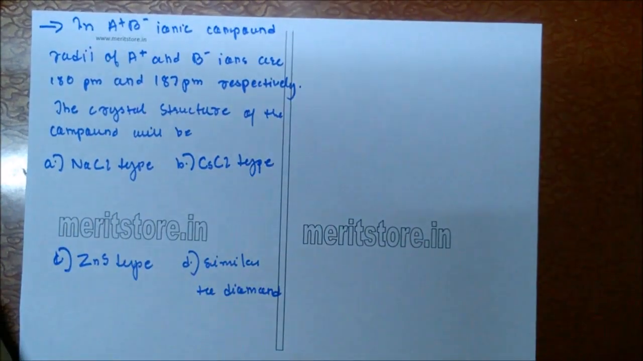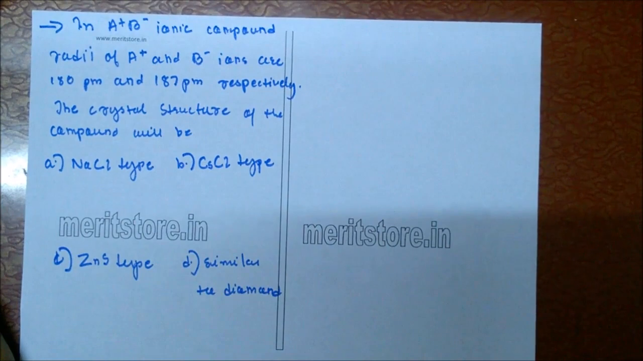In an A plus B minus ionic compound, the radii of A plus and B minus ions are 180 picometer and 187 picometer respectively. The crystal structure of the compound will be: A, NaCl type; B, CsCl type; C, ZnS type; D, similar to diamond.